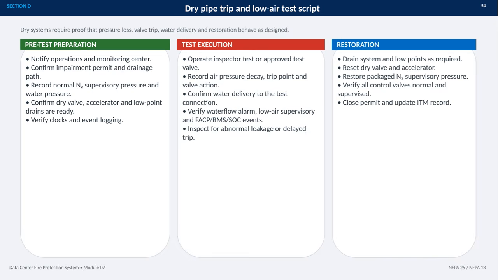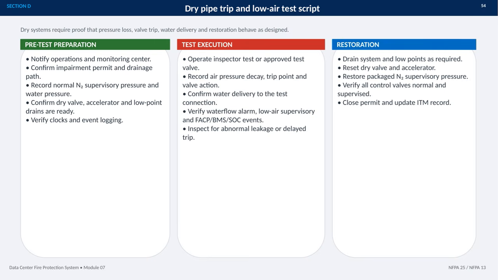During execution, I operate the inspector test or another approved test valve. I record the air pressure decay, trip point, and valve action, then confirm water reaches the test connection. I also verify the water flow alarm, low air supervisory signal, and all expected FACP, BMS, and SOC events. Any abnormal leakage or delayed trip needs to be investigated.